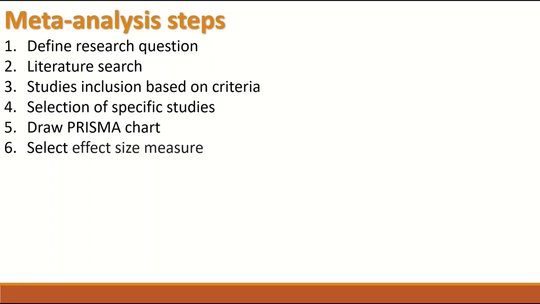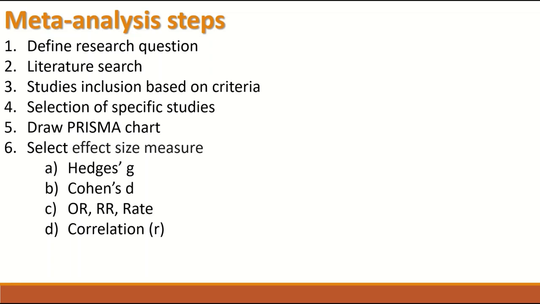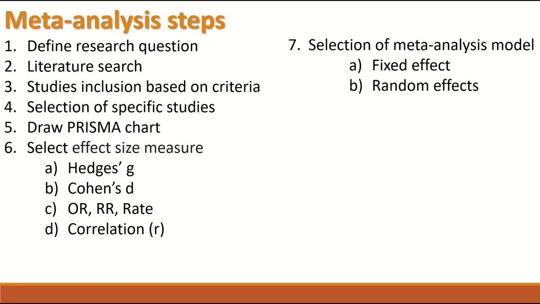Before performing the meta-analysis, select the effect size that you want to measure. If those articles or research studies use Hedges' g, then stick with Hedges' g, or Cohen's d, which works when the outcome is continuous and the means are calculated for the experimental or treatment group and the control group. Or the effect size can be an odds ratio, risk ratio, hazard ratio, or rate when the outcome is binary or dichotomous. Furthermore, the effect size measurement can be based on the Pearson correlation coefficient. The next step is selecting a model for the meta-analysis, whether to go for fixed effect or random effect.